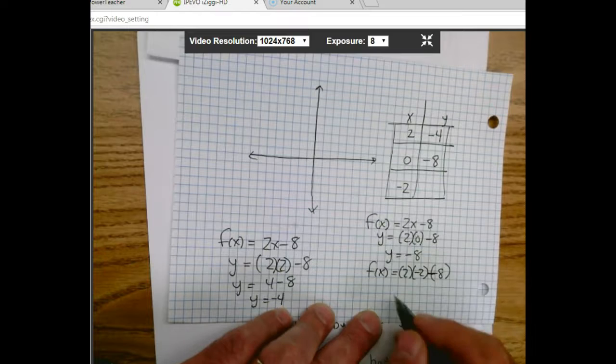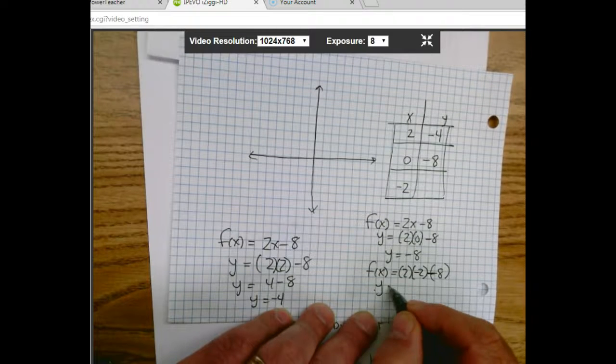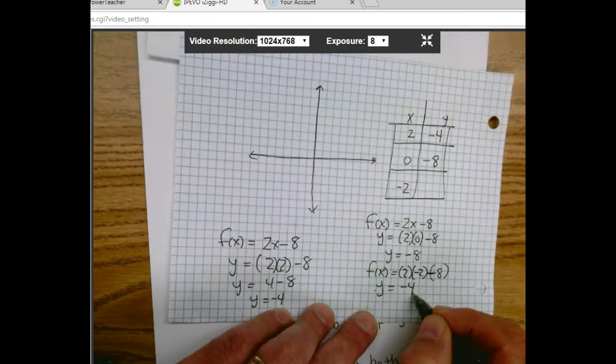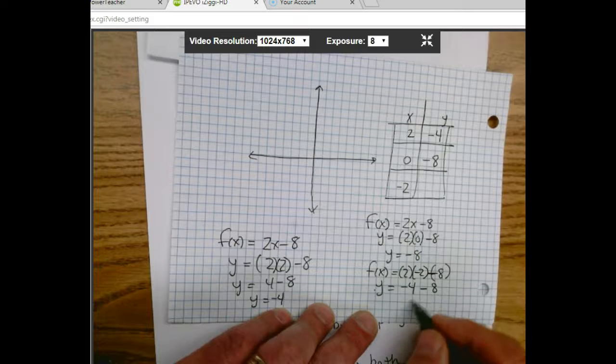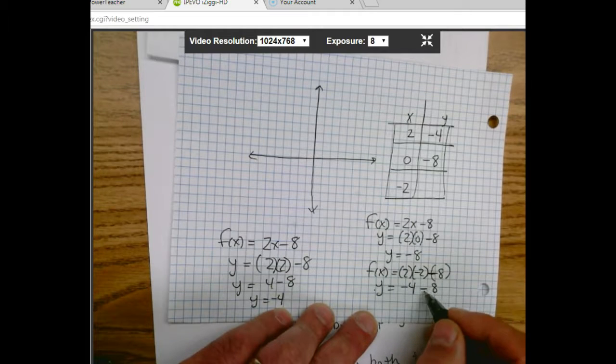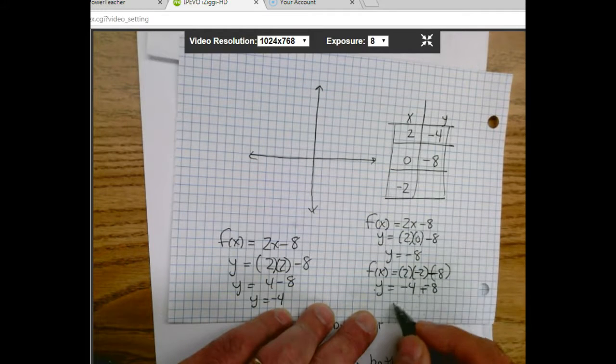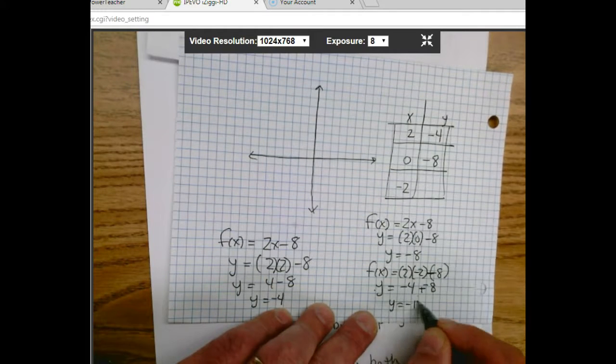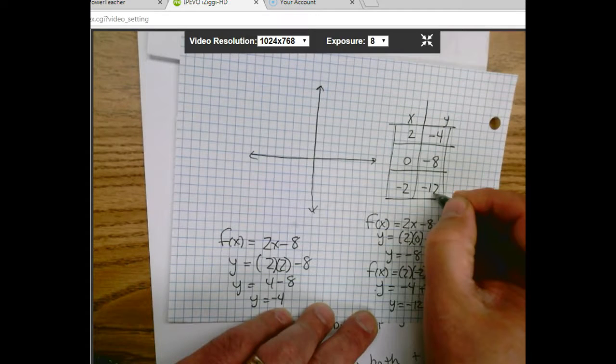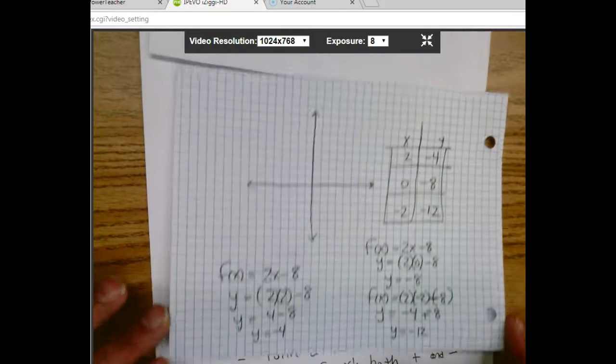So minus in there. And then we'll call this y. It's negative 4 minus 8. Do the thing where we add this, change the sign, add y equals negative 12. Okay. And then we would just plug these into the graph.